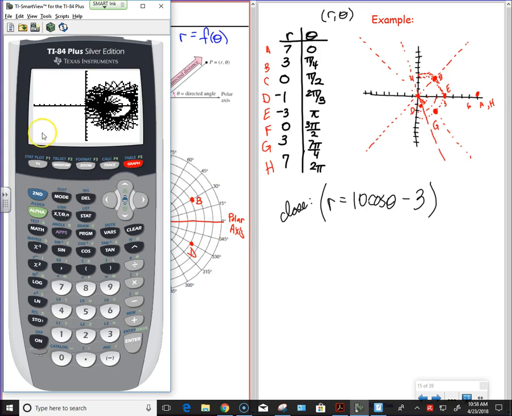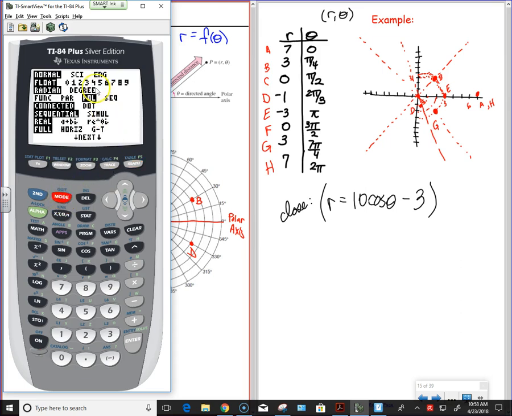Now, pause. What's wrong? I want you guys to see my mode. What mode am I in? Radians or degrees? Radians. Check your mode. Are you in radians? Okay. I want you guys to go to the window. And I'm going between 0 and 360. Are you going between 0 and 360?